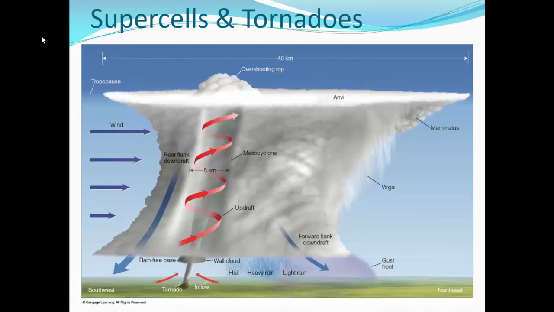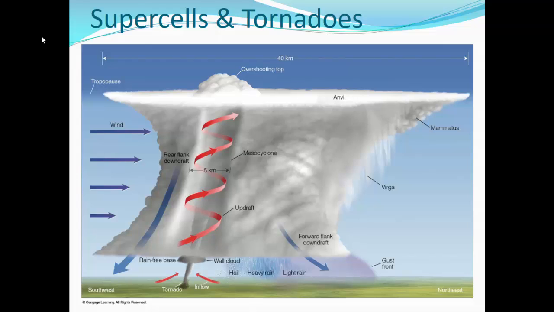Here is a nice illustration of your standard supercell thunderstorm, all the basic components in place. Your violently rotating updraft, that is the mesocyclone, which can be as much as 5 kilometers wide. You have the downdraft well out ahead of it, the forward flank downdraft, where you have very heavy rain, perhaps some hail. The gust front is moving well out ahead of the thunderstorm itself, which is helping to provide additional thunderstorm development.